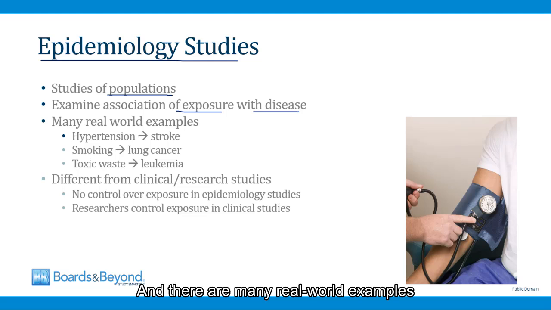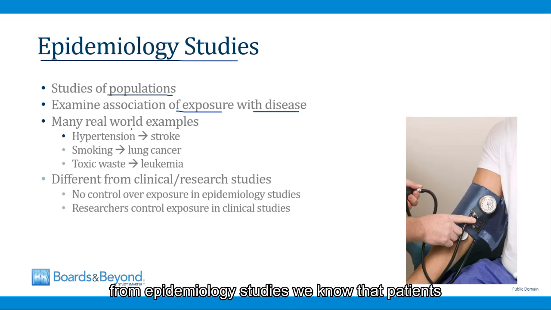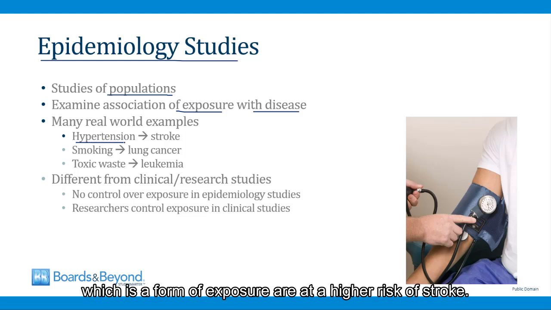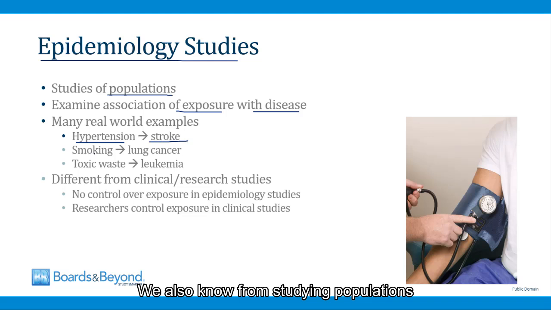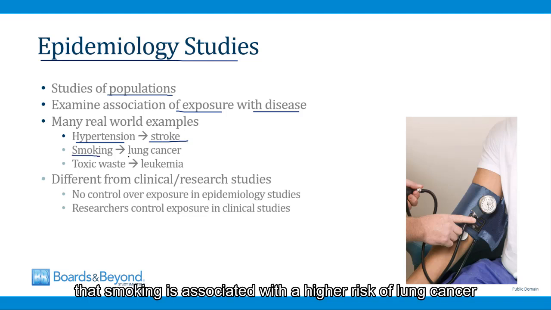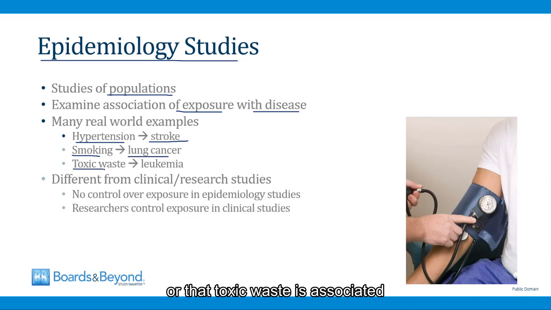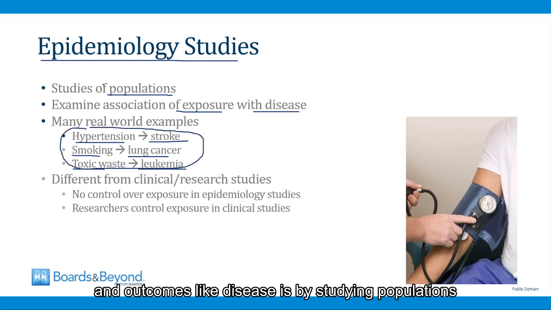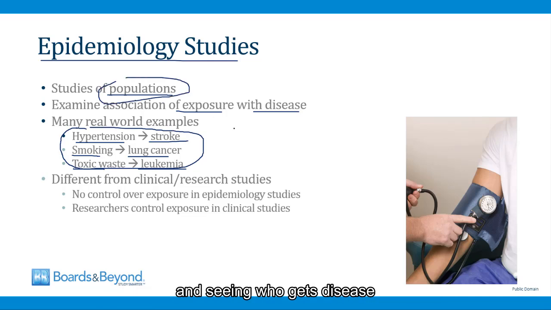And there are many real-world examples of how epidemiology studies have helped us over the years in medicine. For example, from epidemiology studies, we know that patients who have hypertension, which is a form of exposure, are at a higher risk of stroke. We also know from studying populations that smoking is associated with a higher risk of lung cancer, or that toxic waste is associated with a higher risk of leukemia. And so the way we link these exposures and outcomes like disease is by studying populations and seeing who gets disease relative to who has the exposure.